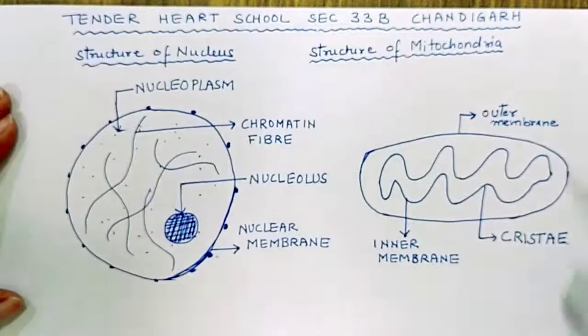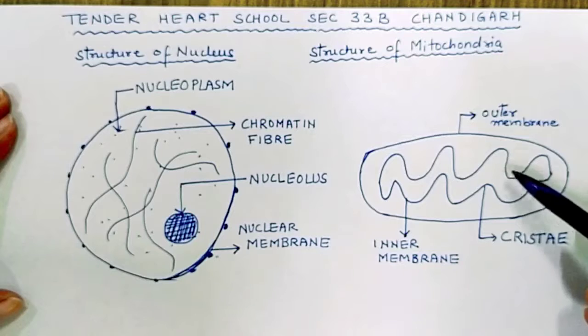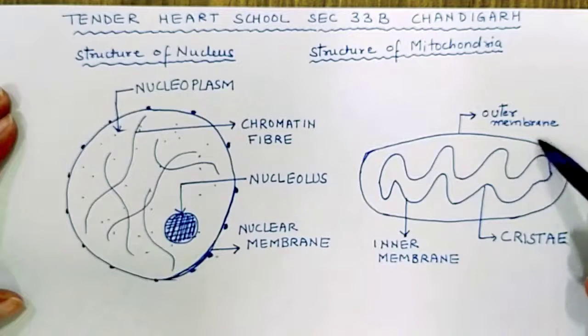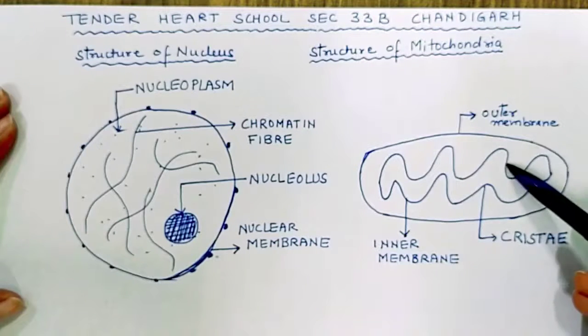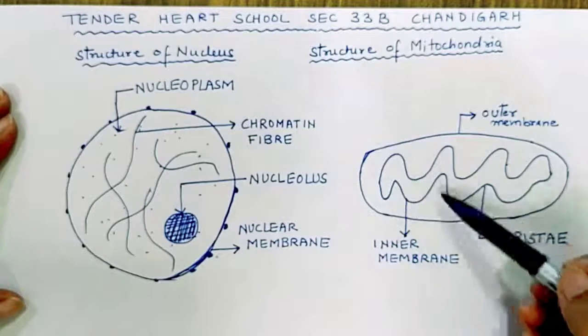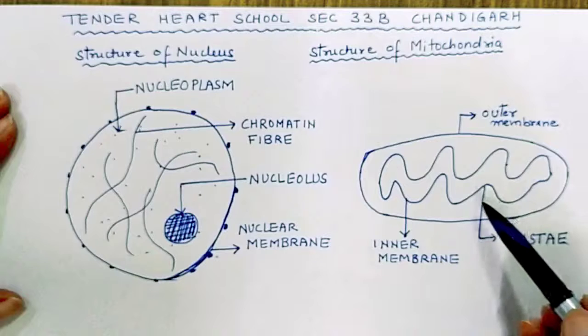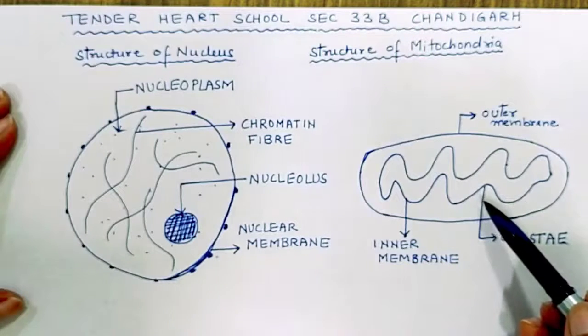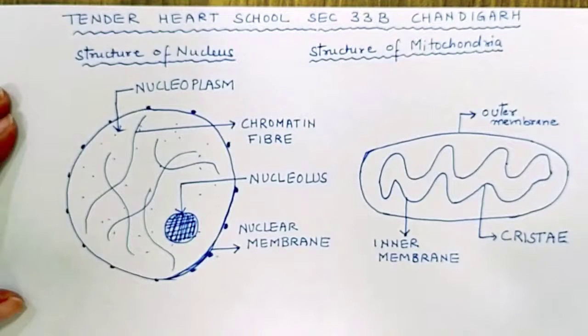So basically, mitochondria has a double wall. This is the first and this is the second. And the inner membrane forms folds which are called the cristae. In the cristae, the respiratory enzymes are present. The enzymes for respiration are present. That is why the aerobic respiration that takes place in mitochondria releases energy, and hence mitochondria is called the powerhouse of the cell.